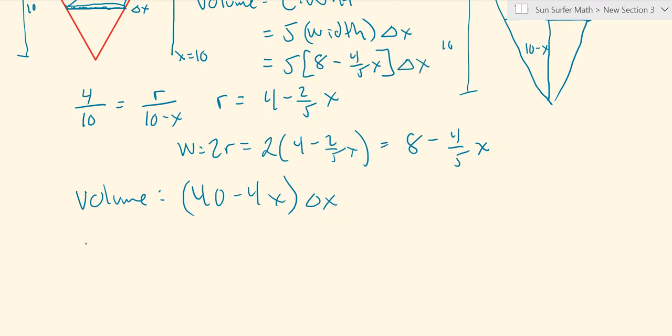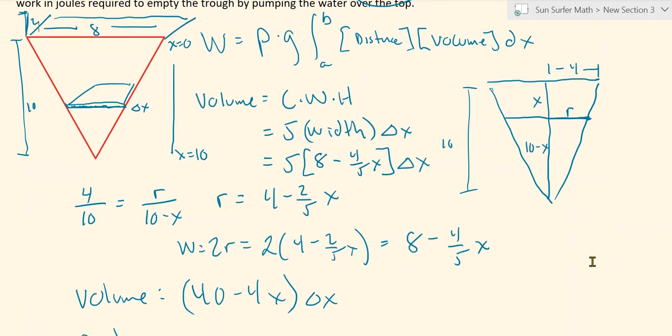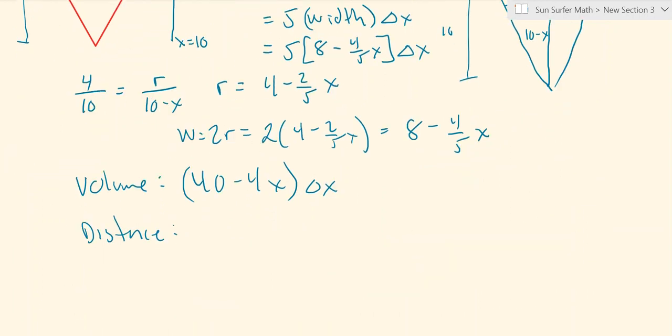And now the distance function. What is the distance that water is being pumped out of this tank? Well, I said that x is being measured, x equals 0 from the top to x equals 10 at the bottom. So x is the distance that the water is being pumped out of the tank. But let's not forget that we have a 2-meter spout up here on the top of the tank. So we have to pump it a distance of x plus another 2 meters, so x plus 2.